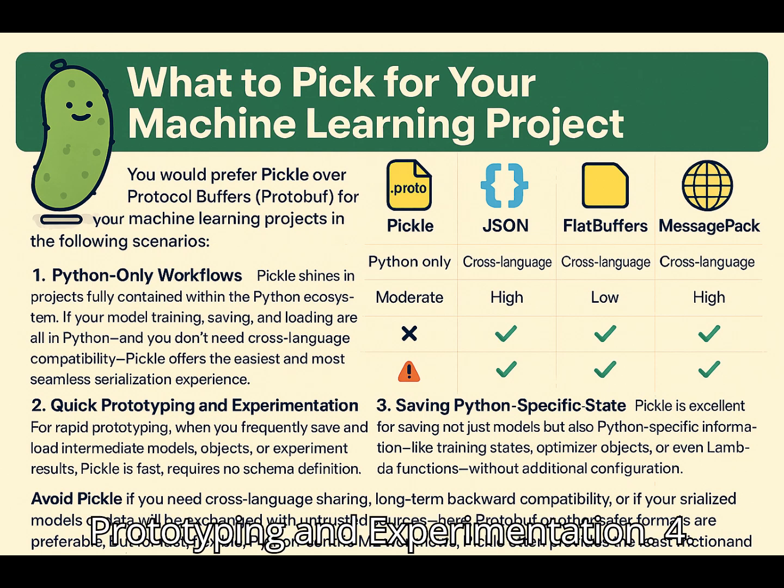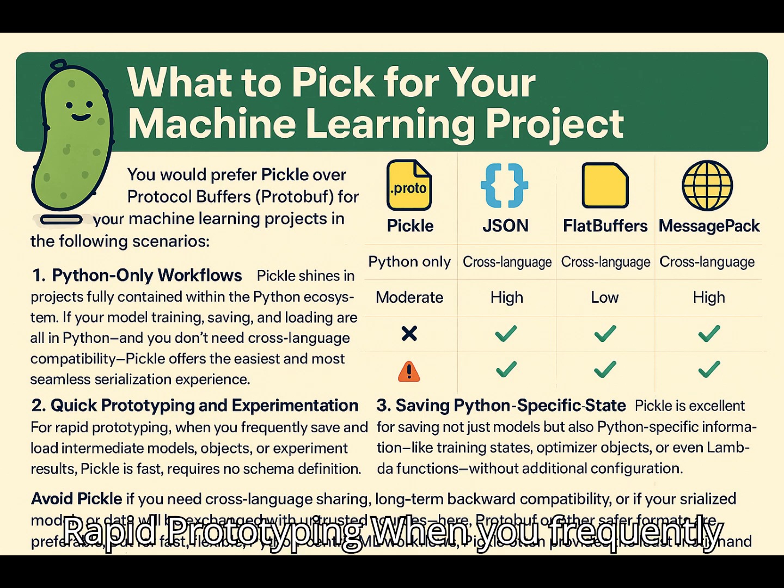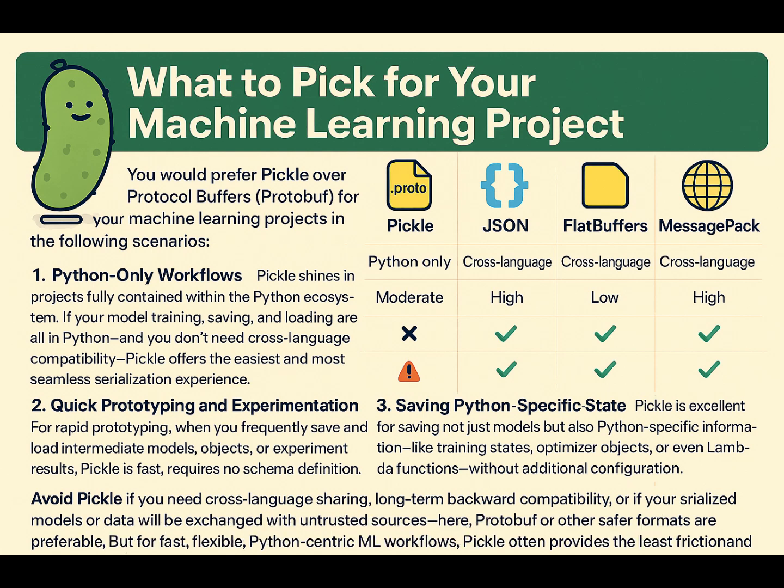2. Quick prototyping and experimentation. For rapid prototyping, when you frequently save and load intermediate models, objects, or experiment results, Pickle is fast, requires no schema definition, and works out of the box. 3. Complex or custom Python objects. If you need to serialize objects that aren't easily mapped to standard data types, e.g., functions, class instances, custom layers, Pickle supports this natively, unlike Protobuf, which requires explicit schema definitions.